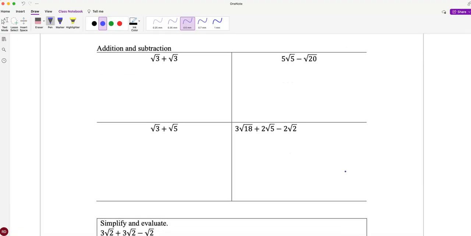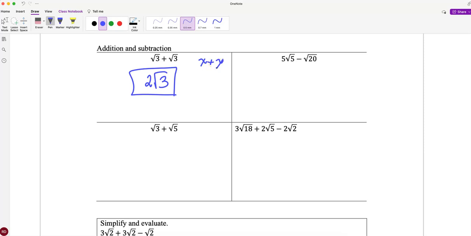Now when we add and subtract, keep in mind, we always only add and subtract like terms. So this is saying you've got 1 square root of 3, and you add it to 1 square root of 3, and you end up with 2 square root of 3. Basically, you treat the square root of 3 the same way you would if this was x plus x.